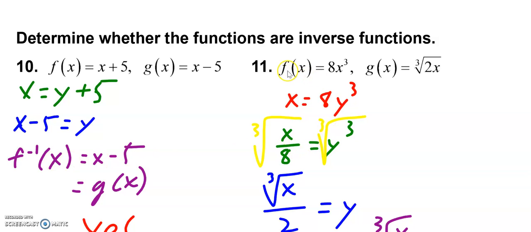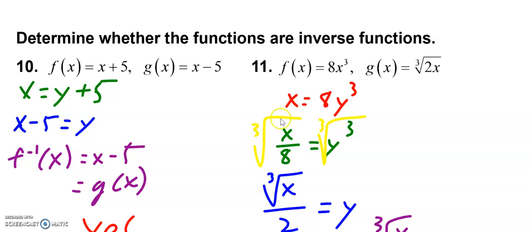Anyway, so I did this for 11 as well. So f of x equals 8x to the third, g of x equals the cube root of 2x. So let's just go ahead and find the inverse of f. So I switch the x and y. x equals 8y to the third. Divide both sides by 8. Great. Now I have x over 8 equals y cubed.